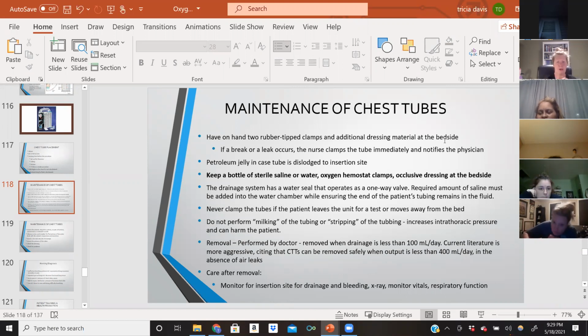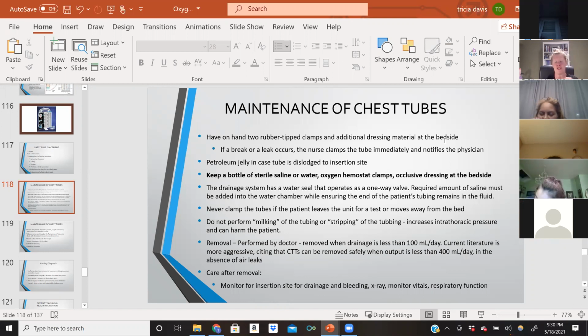You never want to milk the tube or strip the tube. Sometimes you can see clots in there, or you see fluid that's just stuck there. You don't want to strip it or milk it. When you do this, it causes intrathoracic pressure, which can then cause damage to the lung and cause harm to the patient. Removal is always performed by a doctor.